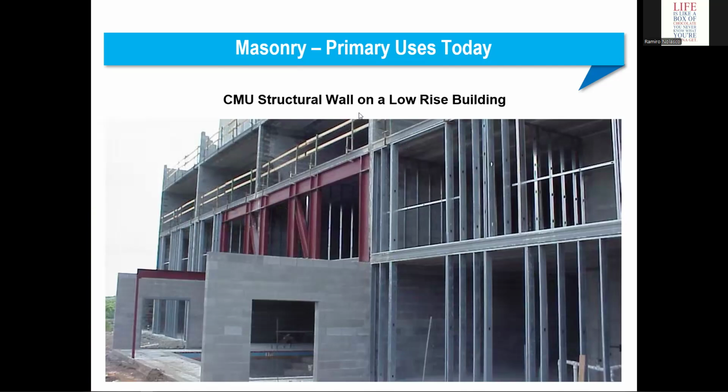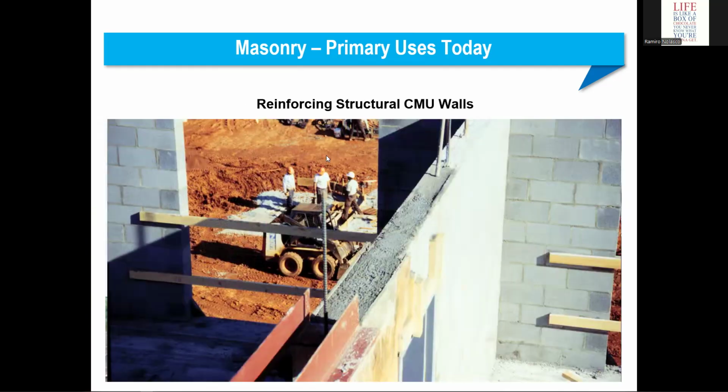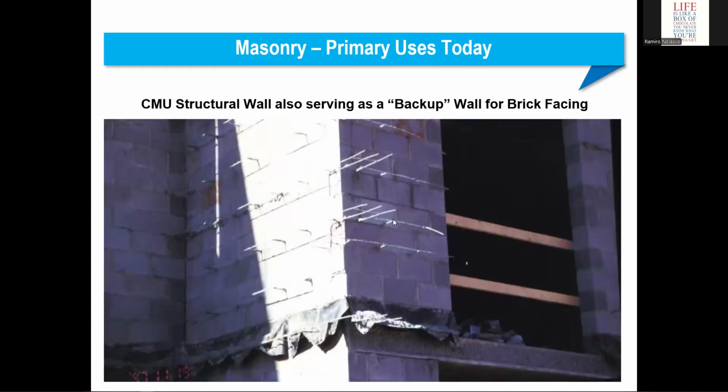It can also be used, or it is used, as a low rise wall structural system. So it's a load bearing wall with the introduction of reinforcement. So this is reinforced CMU walls. This is as a backup wall where you will be attaching different facade or veneer for the exterior.